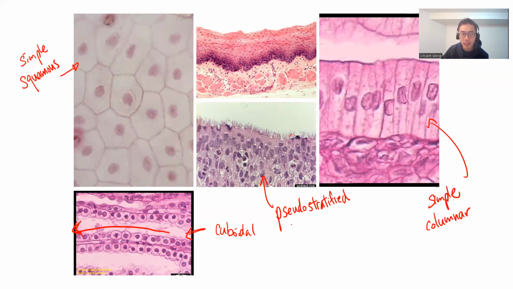Pseudostratified ciliated columnar. You can actually see the cilia. Okay, you don't have to type the names. It's going to be like multiple choice, you can choose them. And this one here, it's like multiple layers all stacked together. That's the stratified. Stratified squamous.